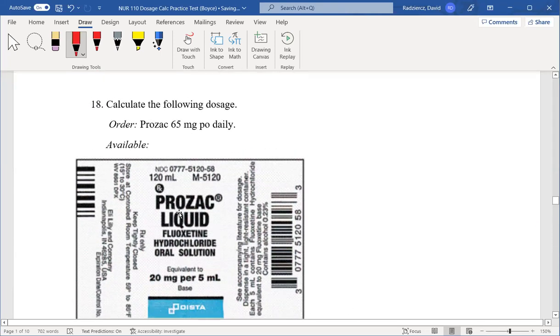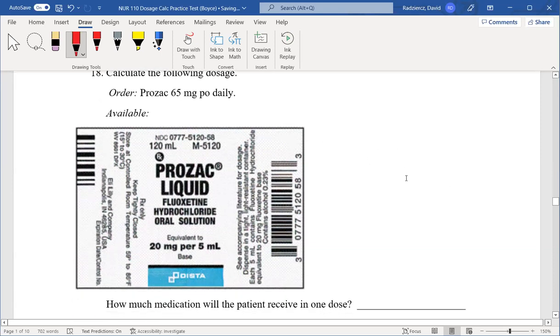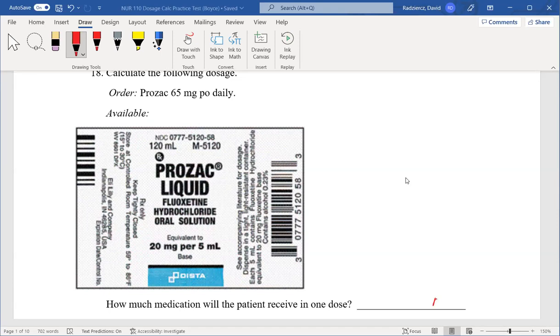So the label already jumps out at you and says Prozac, and it says it's a liquid. So you know that you're looking for milliliters. I always try and use the clues that the question gives. Okay. So what's my order? 65 milligrams. And then what do I have available? 20 milligrams per 5 ml.